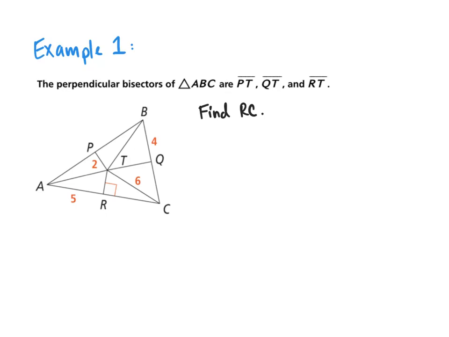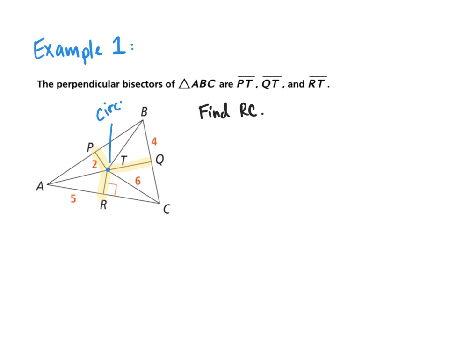Okay, so let's take a look at a few example problems using the ideas of circumcenter and incenter that we just learned. The first one says that the perpendicular bisectors of triangle ABC are segment PT, segment QT, and segment RT. So let's just highlight those real quick. Those highlighted segments there are our perpendicular bisectors. And what that means is that point T there is our circumcenter, right?